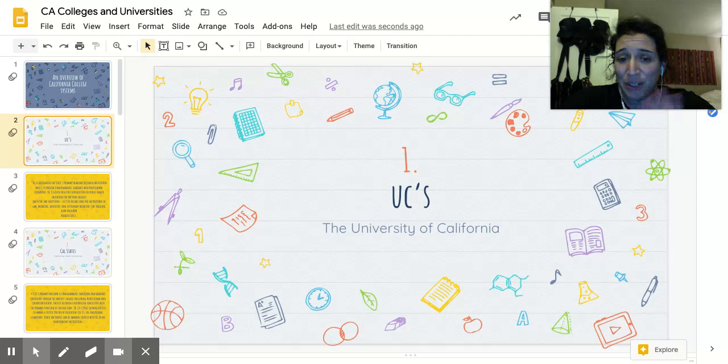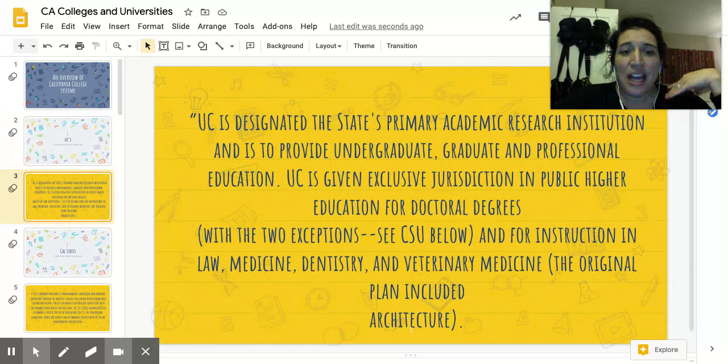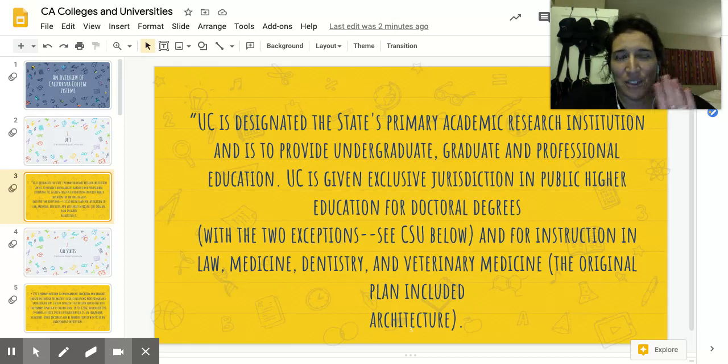Number one, the first bucket is the UCs, the University of California, which Berkeley then became a part of. At these schools, the primary focus was academic research to provide, yes, undergraduate, graduate, and professional education, but specifically, these schools were given the authority to give doctoral degrees, with the exception of one thing, which I'll talk about in a minute. So doctoral degrees, instruction in law, so law school, medicine, dentistry, podiatry, I'm sure, veterinary medicine, and in 1960, they also planned for these to be the only schools to teach architecture.